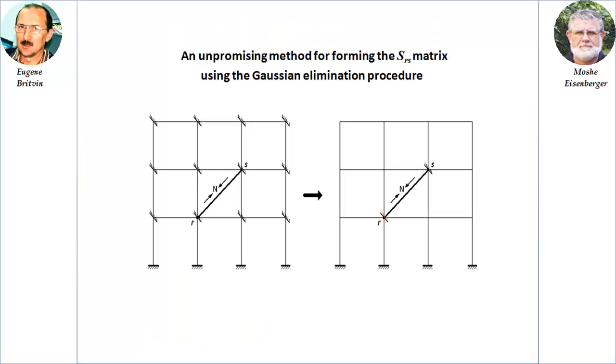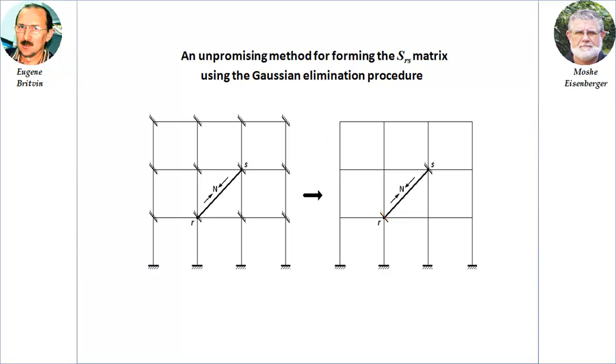The main difficulty of the described procedure is the construction of the stiffness matrix of the structure reduced to the nodes fastening the test rod, matrix SRS. We need to somehow move from the main system shown on the left to the main system shown in the picture on the right.